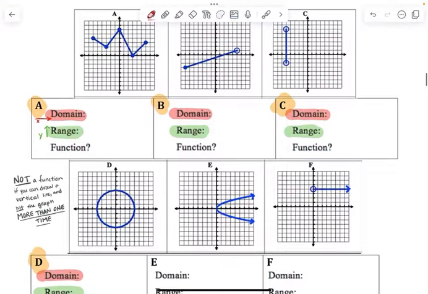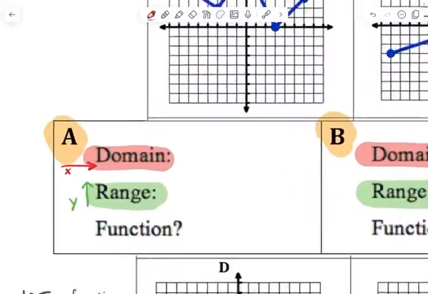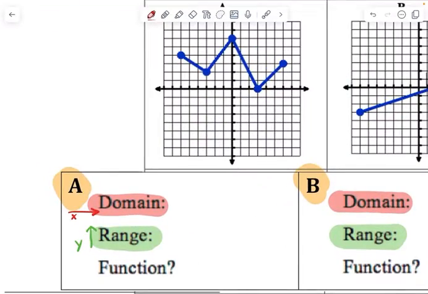So we're going to go through a couple of examples and do all the domains first. Then we're going to do all the ranges. Then we'll talk about if it's a function or not. So remember, domain, we're looking on your x-axis. So we're going from left to right, trying to figure out where our graph is. So we're looking to see where our graph starts and stops.